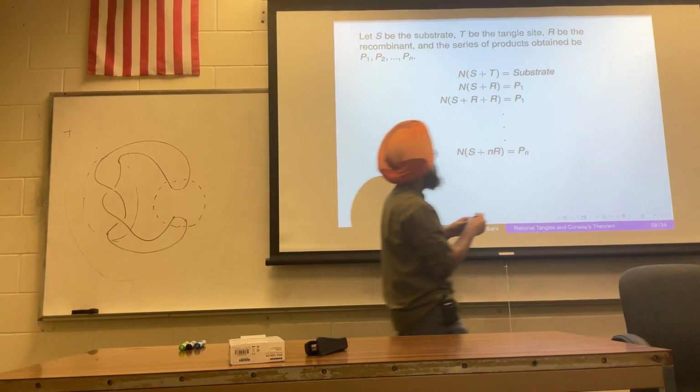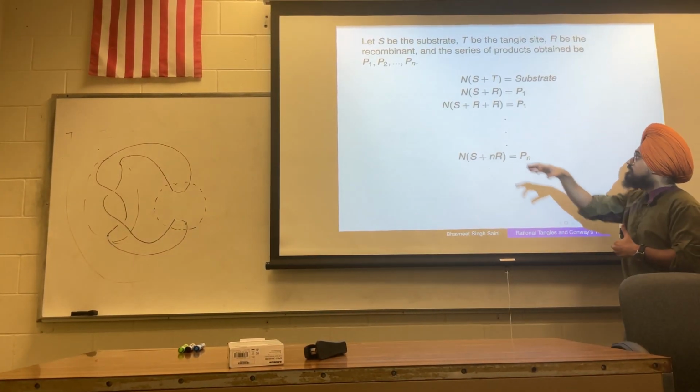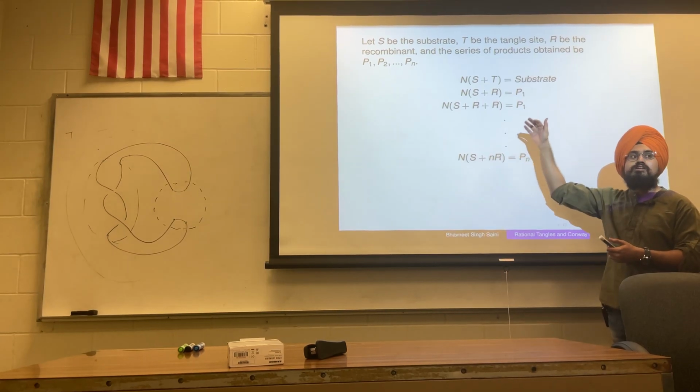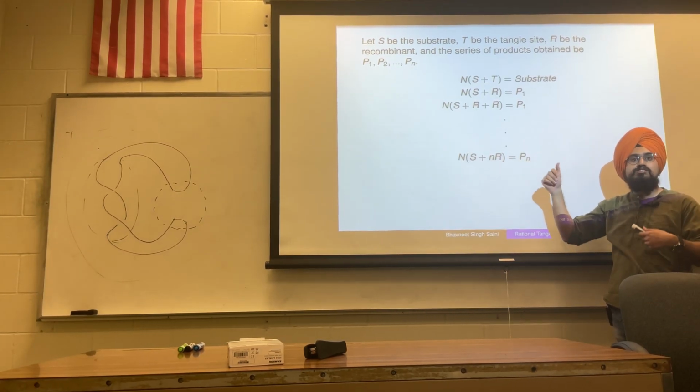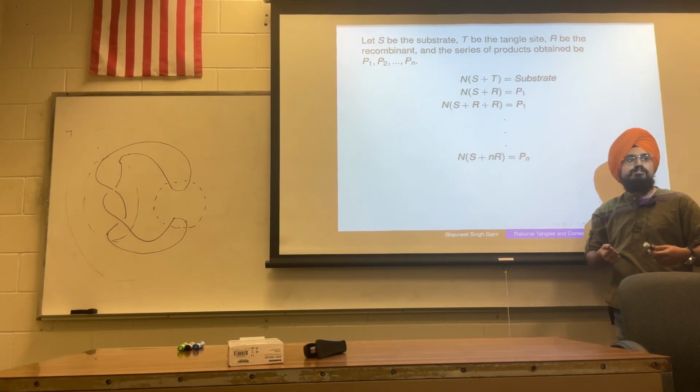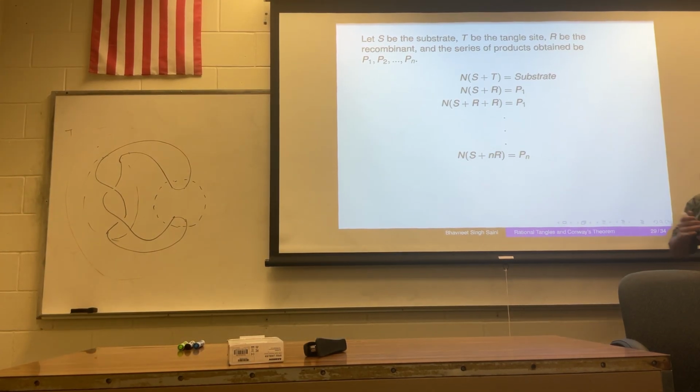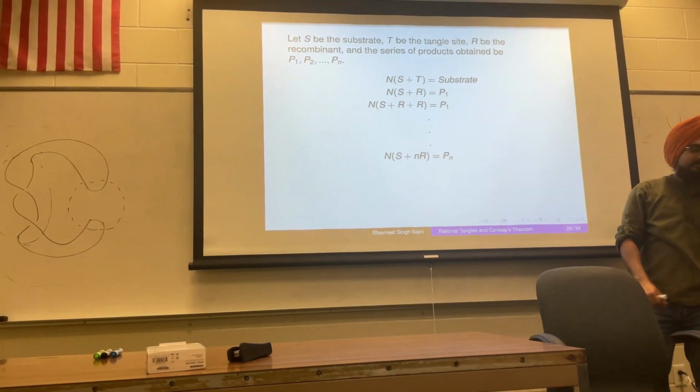Okay, and if the recombinant acts once, we get the first product, and then it acts again, we get the second product, and so on and so forth. The assumption is that it will act in the same manner. It may not, but oh yeah, it's supposed to be P2.